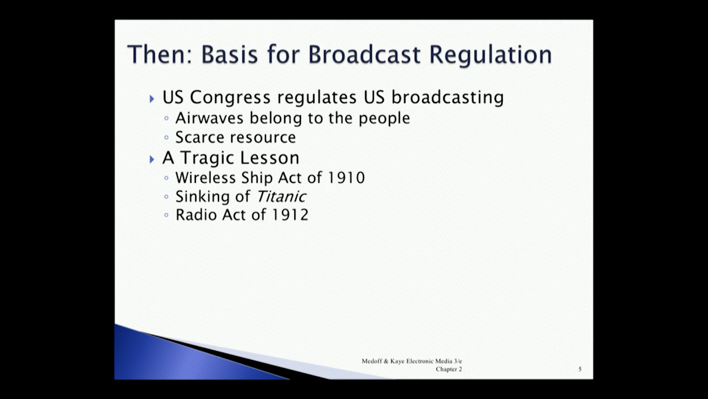And Sarnoff, ever the mythologizer, said in his later life that he had been one of those radio operators who had picked up the distress signal from the Titanic. Don't know if that's true or not. However, he did profit from this notion of radio. In the 1910s, they're thinking of radio as point-to-point communication.